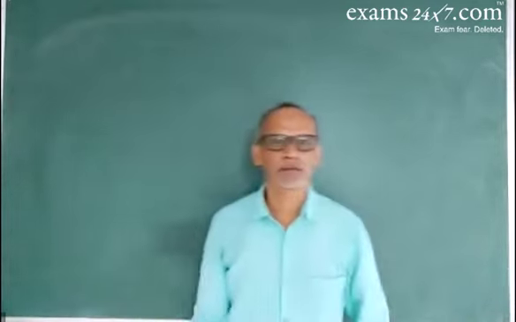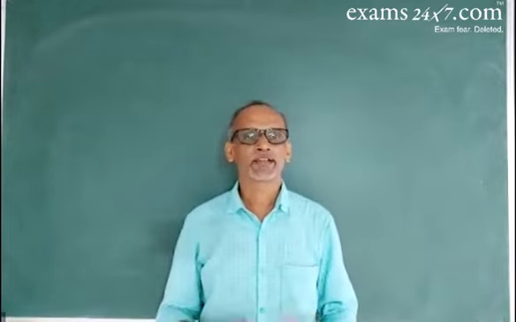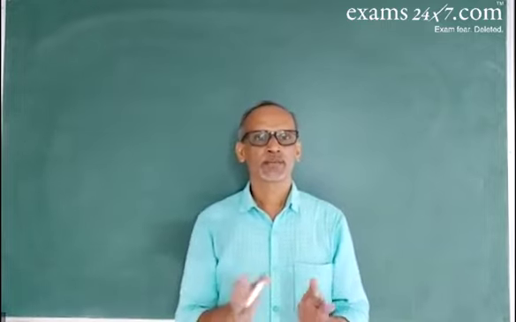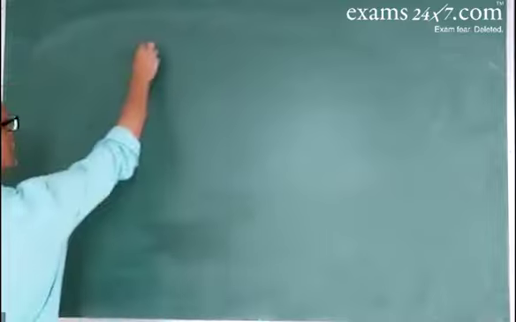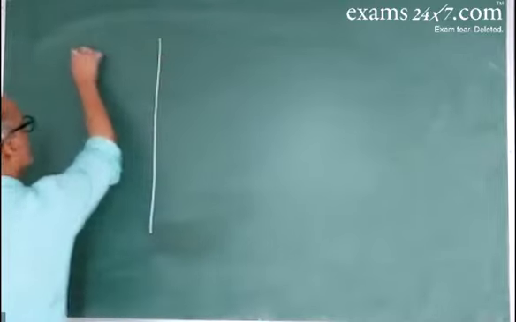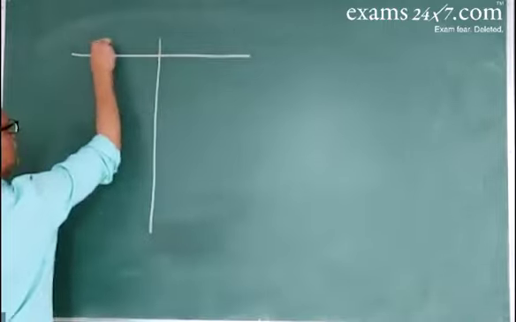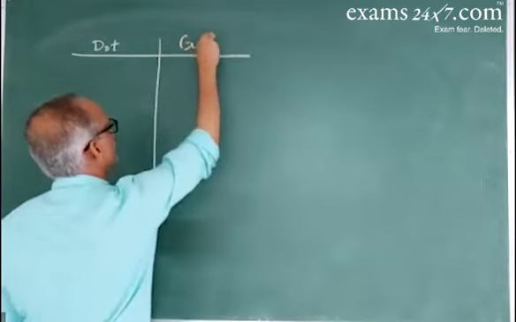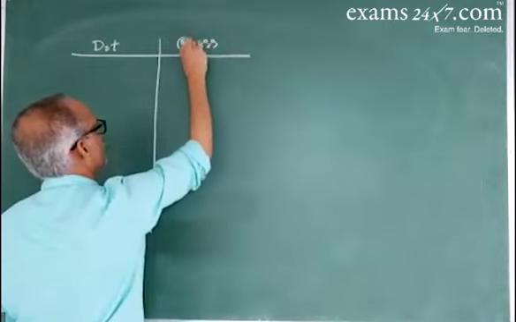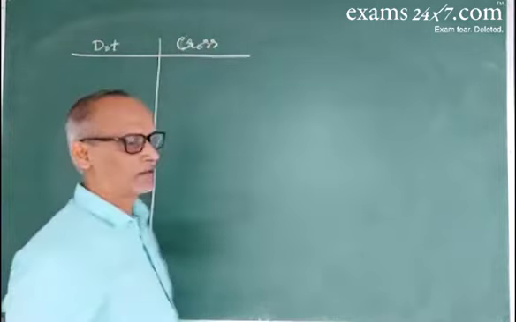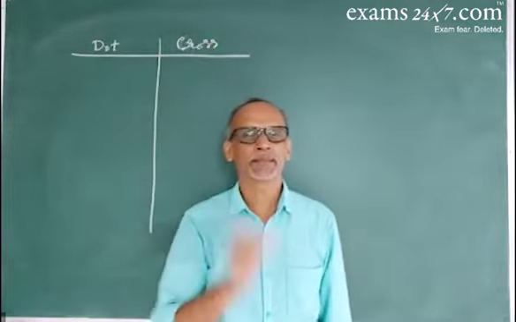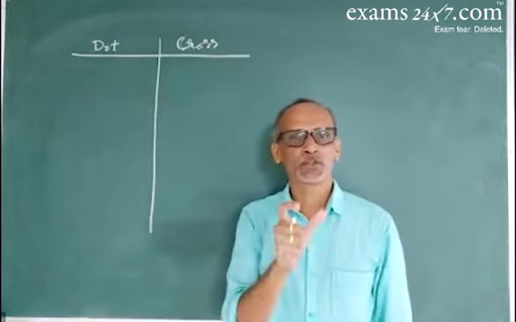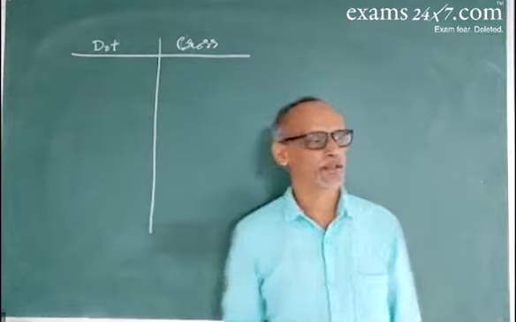So the next important concept in vectors is multiplication of vectors, or what we call the product of vectors. There are two types of products. The first is called the dot product of the two vectors, and the other is called the cross product of the two vectors. In the dot product, when two vectors are multiplied, we get a scalar quantity, whereas in the case of the cross product, when we multiply two vectors, we get a vector quantity.